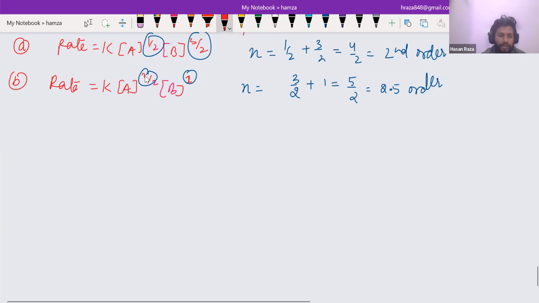So let's just start with a question. That question is very easy. Okay, not a question. I'm going to start a new topic related to this order of reaction. That is basically the unit of rate constant.